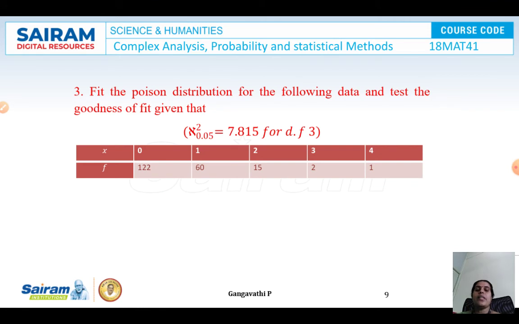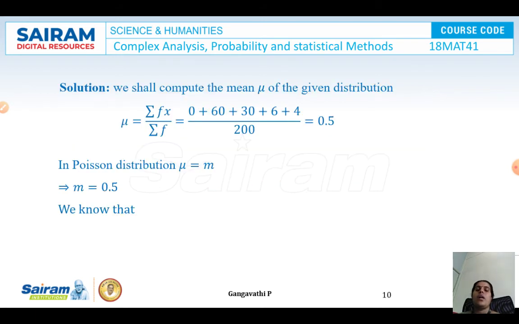So let us look at one more problem. Fit the Poisson distribution for the following data and test the goodness of fit. Given chi-square 0.05 is 7.815 for the degree of freedom 3. The x values are given as 0, 1, 2, 3 and 4, and the frequency distributions are 122, 60, 15, 2 and 1. So here we shall compute the mean mu of the given distribution, and it has asked us to check the goodness of fit for the Poisson distribution.